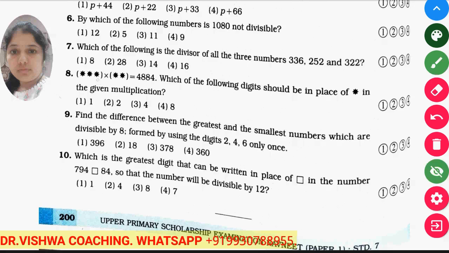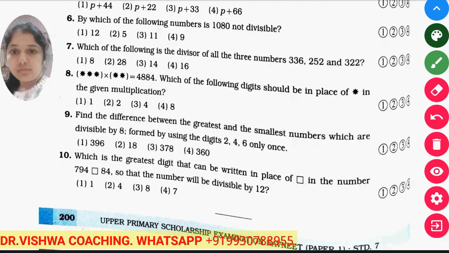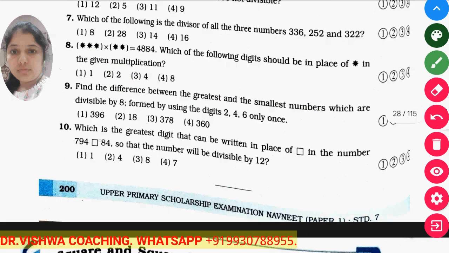If you look carefully, the same digit is repeated, and you put one digit, and the unit place has 4. So whose twice is 4? 2's twice is 4. 4's twice is 8, and 8's twice is 16. So 2 is the digit which comes at the place here. Now find the difference in between.